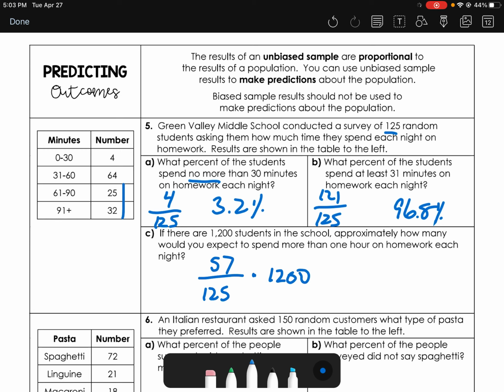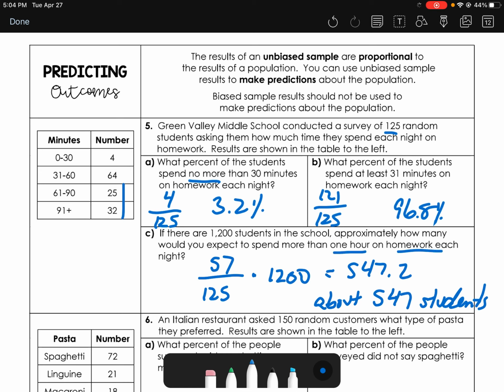So I'm calculating this in my head right now. I'm not using my phone as a calculator. Carry the 1. Okay, add 2. I think it should be 547.2. So roughly, or about, 547 students.